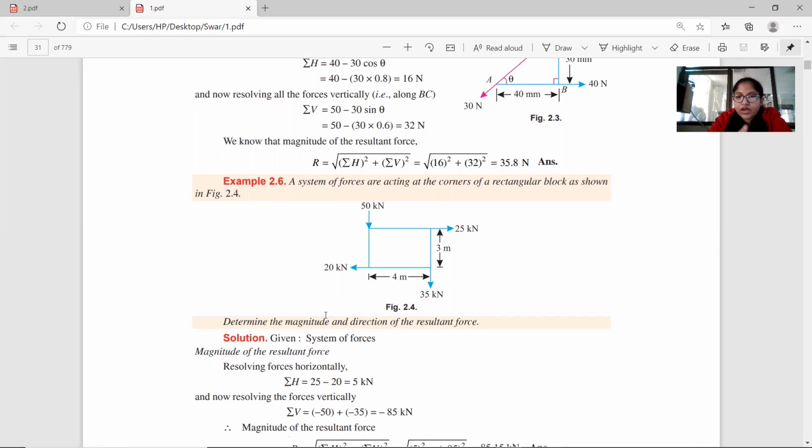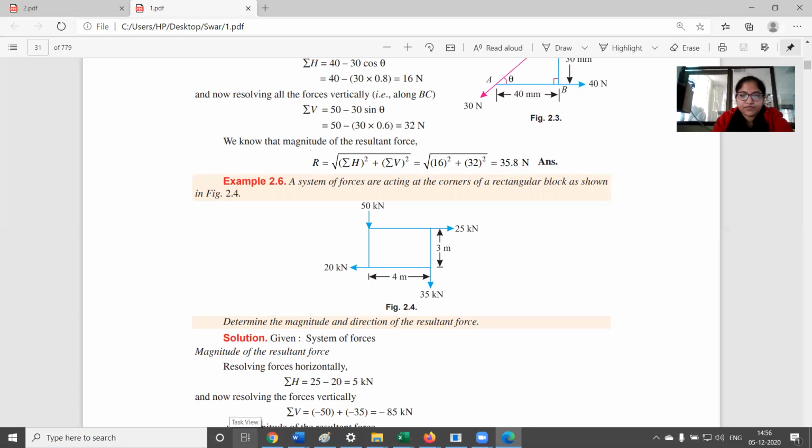So firstly, we are resolving the forces along the horizontal direction. Whenever we talk about horizontally or vertically, that means we are calculating sigma H and sigma V. When we talk about sigma H, we sum with direction all the horizontal forces. When we talk about resolving the forces along the vertical direction, we sum with direction all the vertical forces.